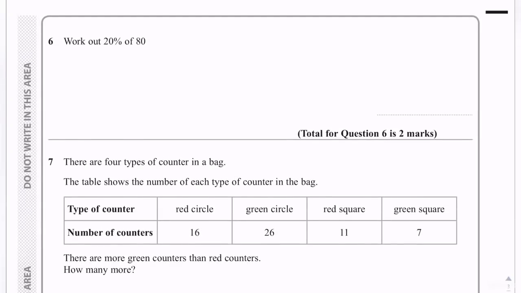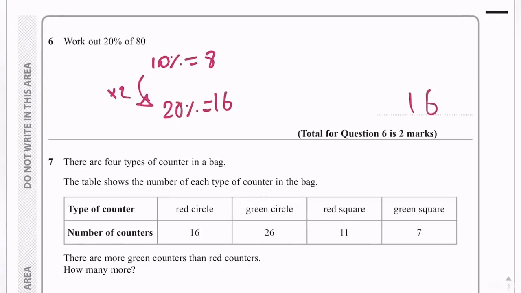Working out 20% of 80, always work out 10% first, so 10% is 8. Double that for 20%, so 20% equals 16, and there's our answer, 16.